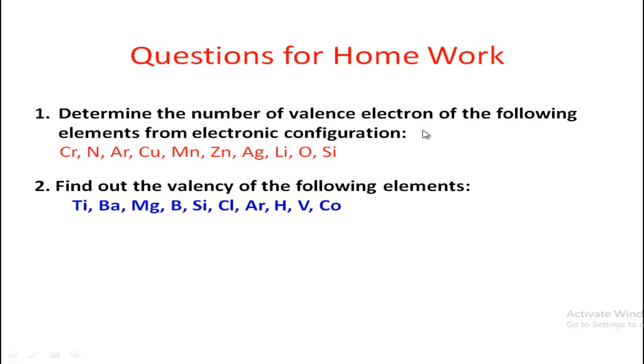You have to determine the number of valence electrons of these atoms: chromium, nitrogen, argon, copper, manganese, zinc, silver, lithium, oxygen and silicon, and you have to determine the valency of these metals and non-metals. Try to write the answers in 2 pages. Question number 1 is on 1 page and question number 2 is on the 2nd page.